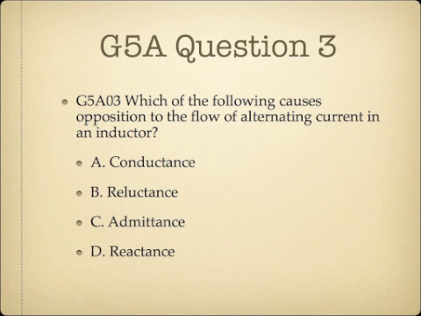Question 3. Which of the following causes opposition to the flow of alternating current in an inductor? A. Conductance. B. Reluctance. C. Admittance. Or D. Reactance. Question 4. Which of the following causes opposition to the flow of alternating current in a capacitor? A. Conductance. B. Reluctance. C. Reactance. Or D. Admittance.